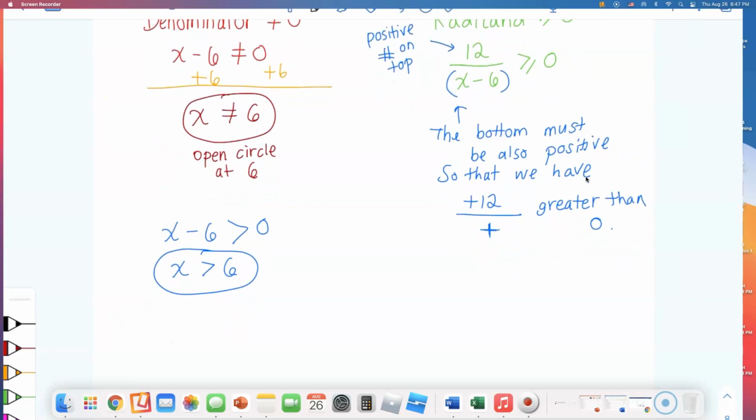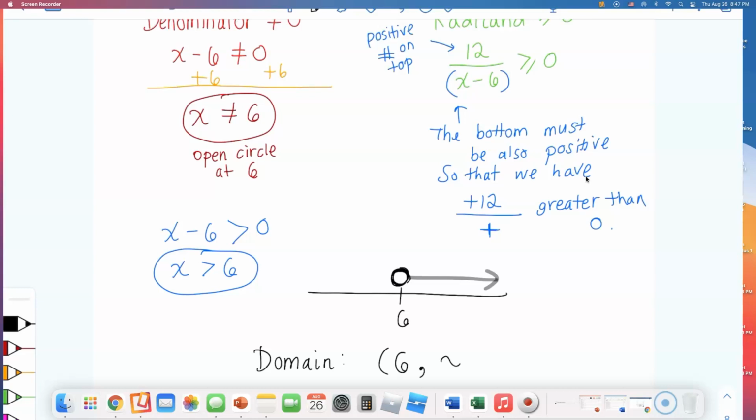And both the red circled answer and the blue circled answer are excluding 6 from the domain. If I go ahead and graph this, I have a 6 right here with an open circle. Open circle at 6. Which direction are we going? X has to be greater than 6, so I must go to the right. Okay, so here's the domain of this function. Domain is positive 6 all the way to positive infinity.